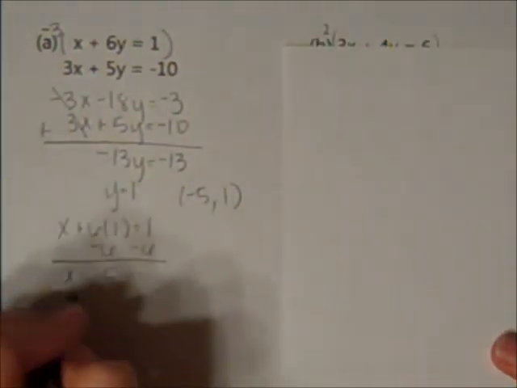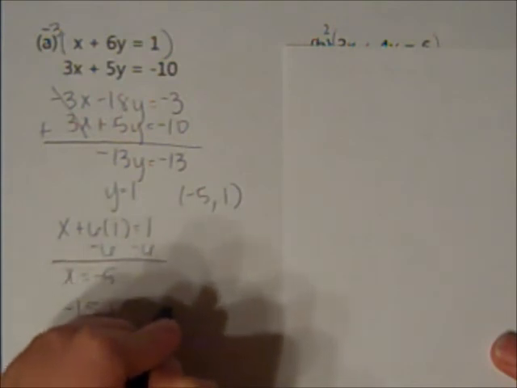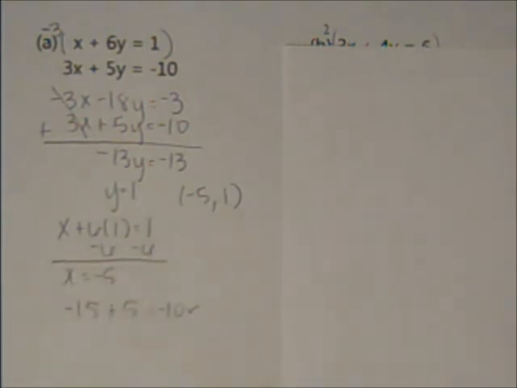Now, take this and plug it back into this equation to make sure you did it right. 3 times negative 5 is negative 15, plus 5 is equal to negative 10. That's good, so I know I did it right. Okay, y'all try B.